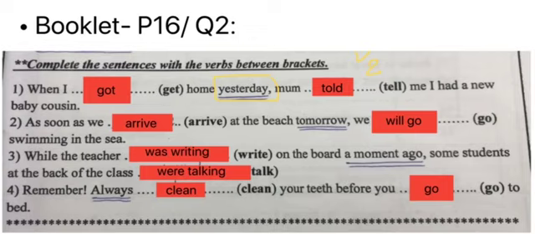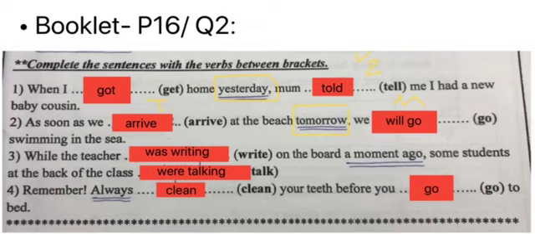Number 2, the keyword is tomorrow. Tomorrow is a keyword for the future time clause, and in the future time clause, you need to use will plus the infinitive verb. But remember, you only use will plus the infinitive verb in the main clause, not the time clause. And in the time clause, you need to use verb 1, the simple present verb. As soon as we arrive at the beach tomorrow, we will go swimming in the sea.